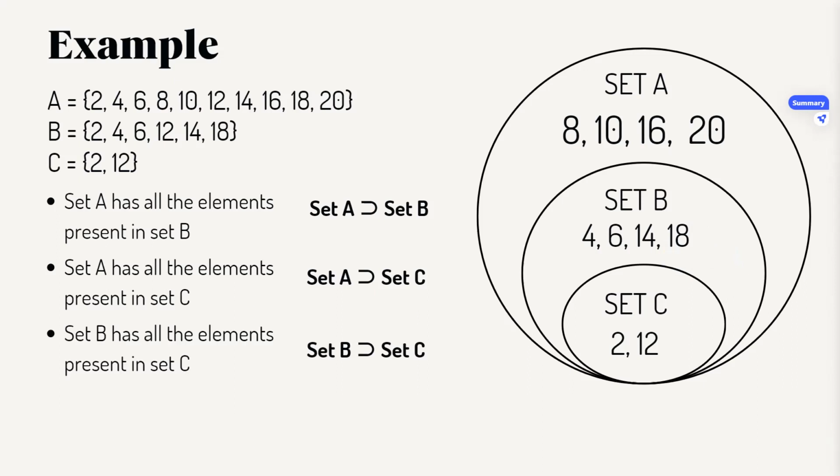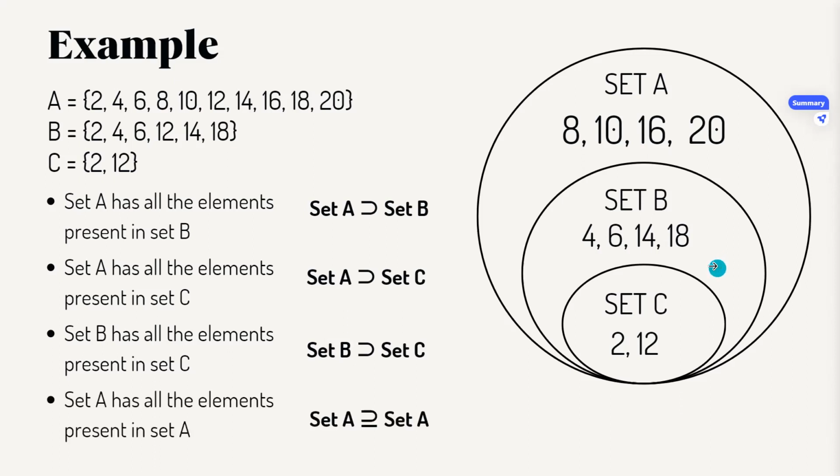And we can also see that set B has all the elements present in set C. Therefore, set B is a proper superset of set C. And lastly, we can see that set A has all the elements present in set A. Therefore, set A is an improper superset of set A.